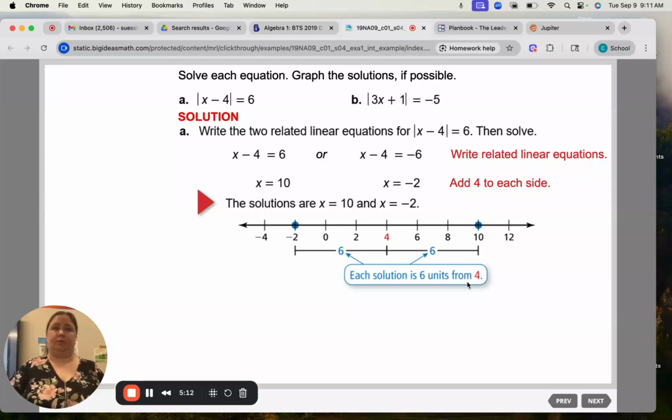So when you're labeling it, I just need the -2, the 0, and the 10, because the 0 shows me where the middle of the graph is. The -2 and the 10 are your two answers.